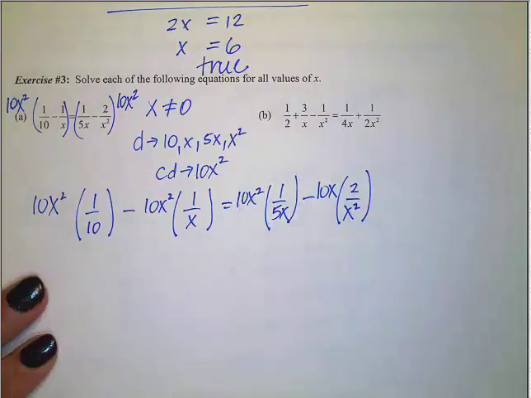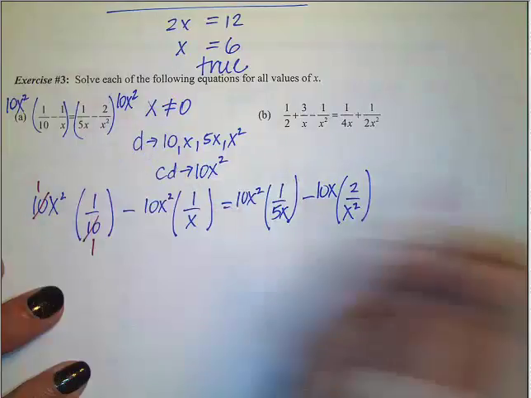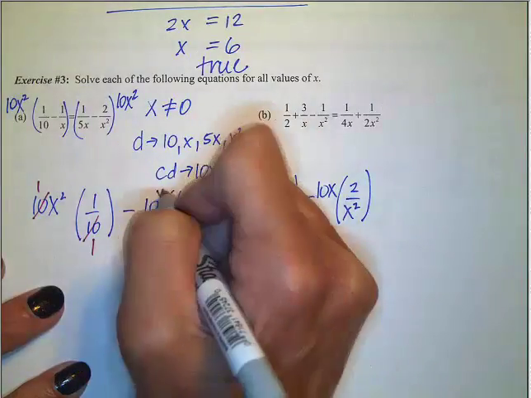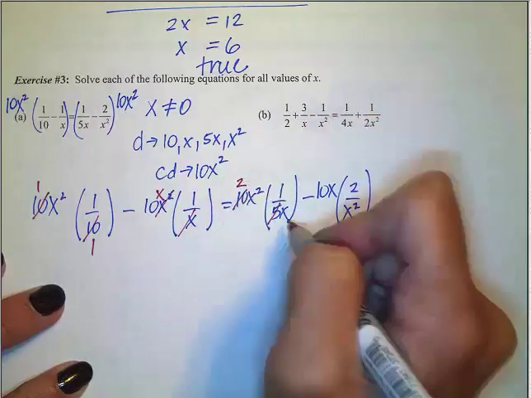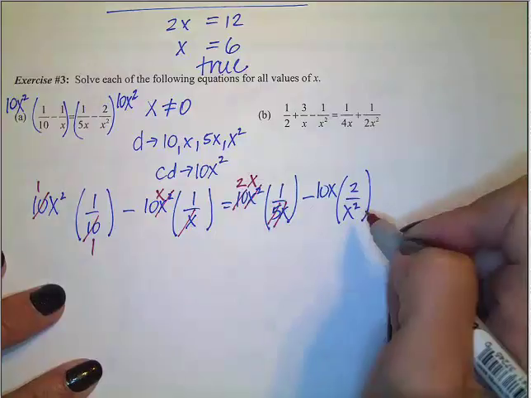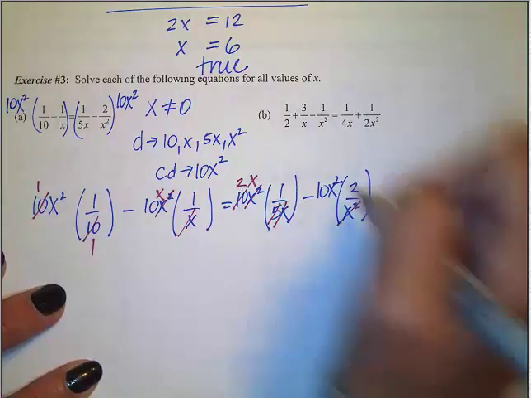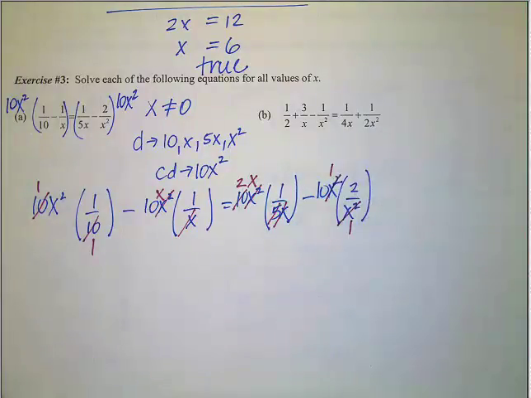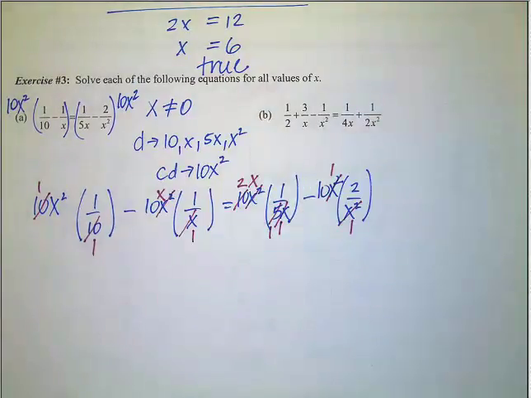Now I'm going to do my division. So 10 divides into 10, x divides into x squared and leaves x. 5 divides into 10 twice, x divides into x squared and leaves x. Oops, I didn't write it on the last one. So x squared divides into x squared once. So all my denominators now are 1s. Excellent.